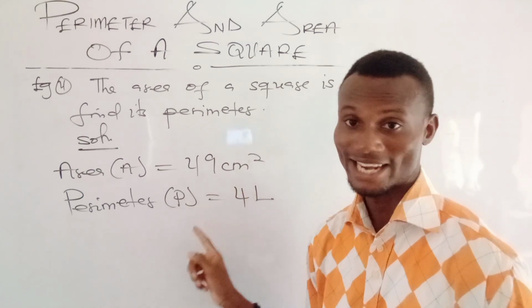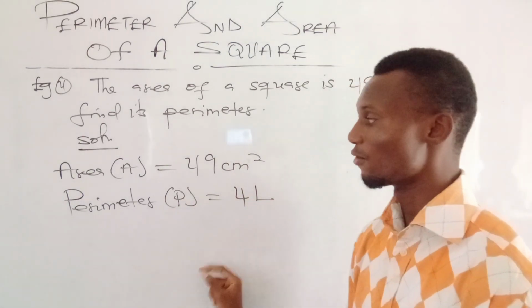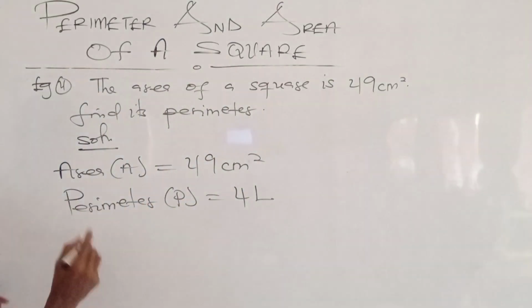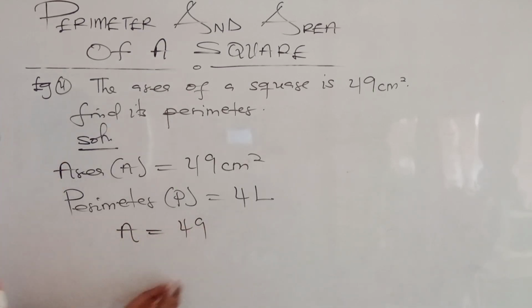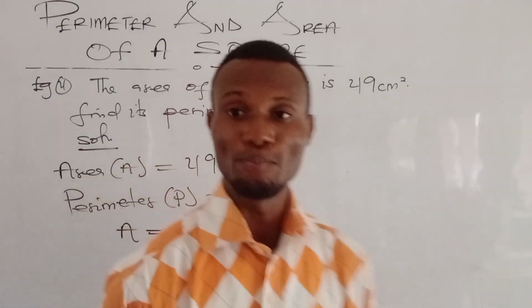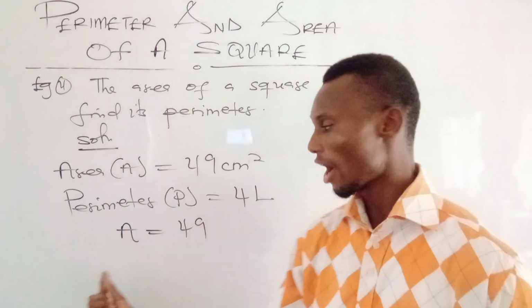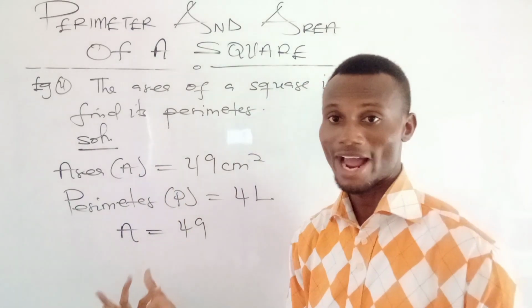So for us to get the length that we need to solve for the perimeter, we have to go and look for the length in the area. So let's go back to the area. We have that our area equals 49 centimeters square. Now, in place of the A, we can put the formula for finding the area of a square, because the A represents the area of the square.